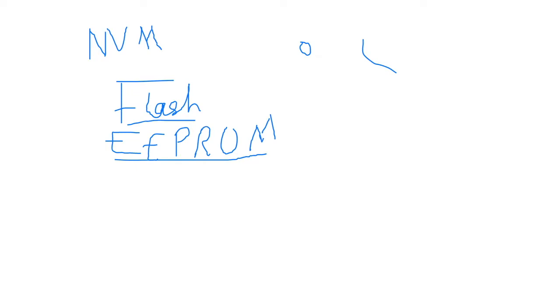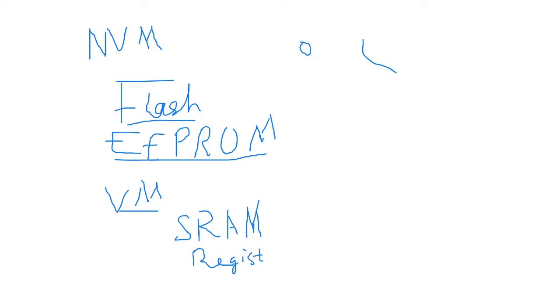And then we've got the volatile memory, VM, where you have the SRAM. When you switch off the power, you lose the data in the SRAM, and also the registers. So non-volatile: flash, EEPROM. Volatile: the SRAM and the registers. Okay, now we want to take a closer look at the SRAM.